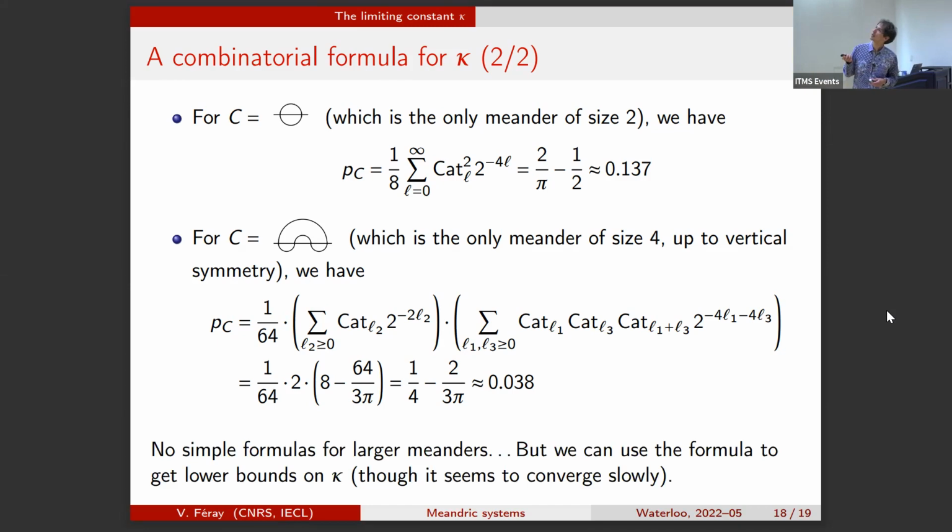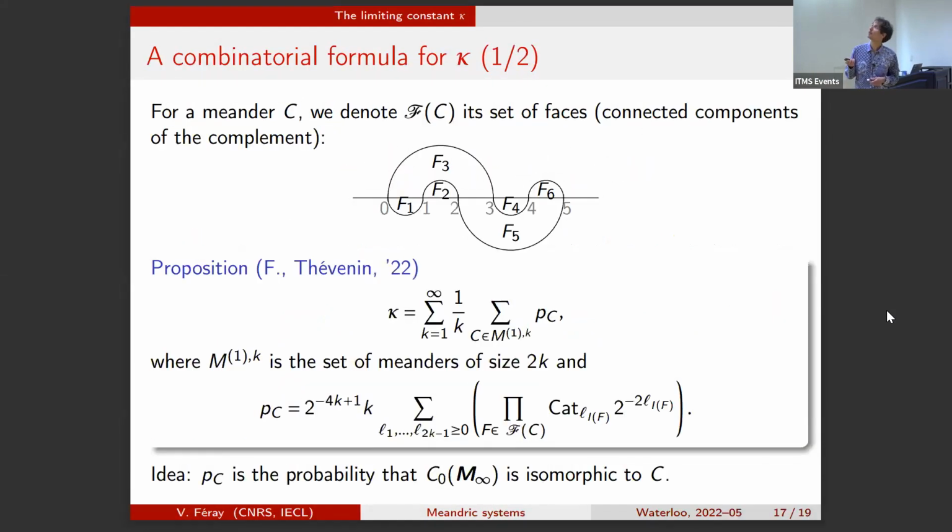Okay, since I have a minute and a half, I just come back here to say, this is a kind of combinatorial formula. So we're happy, but it's a very complicated one because, first, you have a sum over meanders, and meanders, we have no idea how to really enumerate or generate them. So it's a complicated sum. And even for each meander, for small meanders we can compute this sum, but for larger meanders we don't know how to compute it. So it's combinatorial, but it's still complicated.